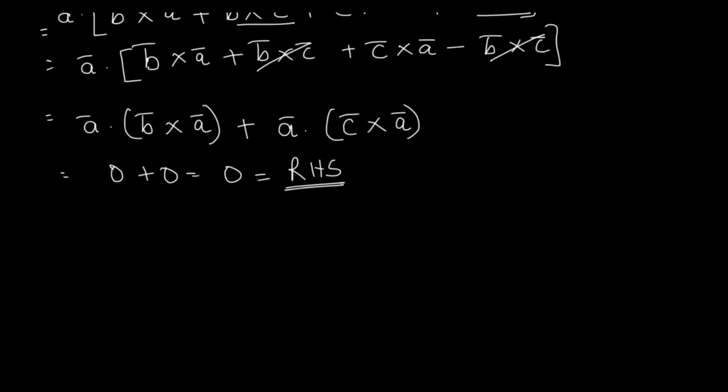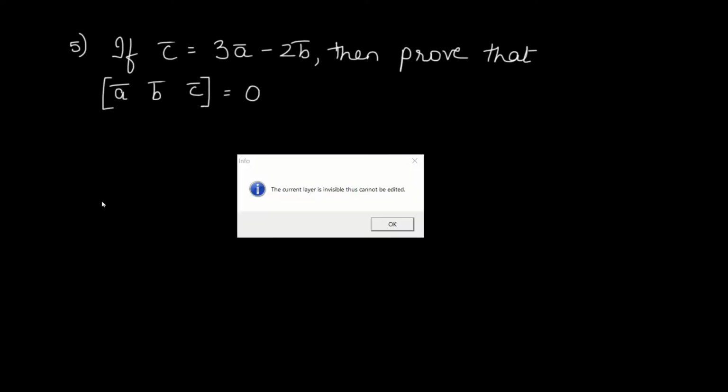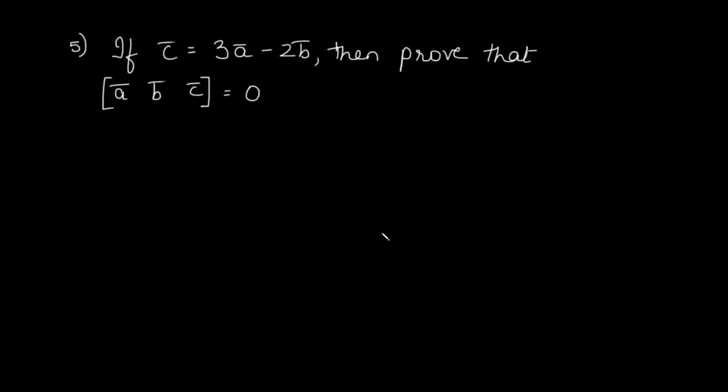Now going further, we come to the next sum, the fifth question. If C is equal to 3A minus 2B, then prove that box ABC is equal to 0. Okay, we have if C is equal to 3A minus 2B, then prove that box ABC is equal to 0. Now, let us see how to do this sum.